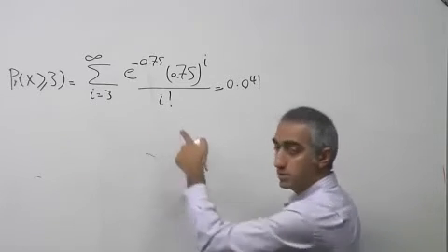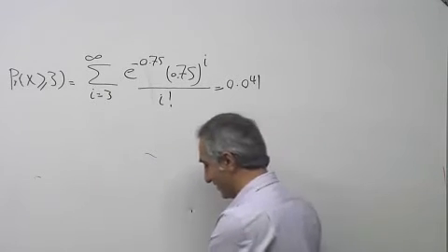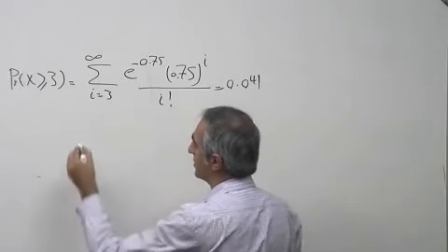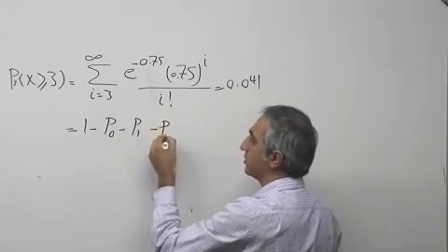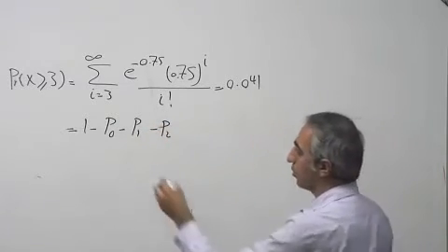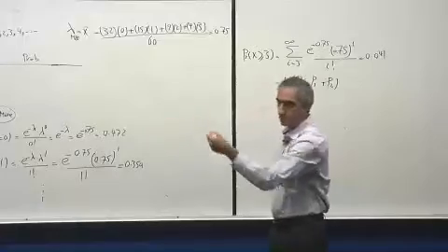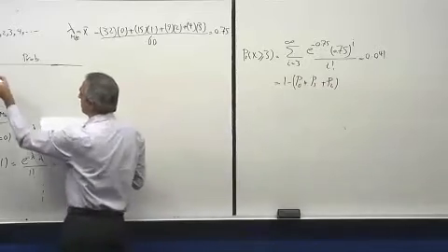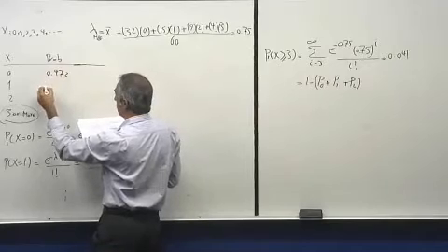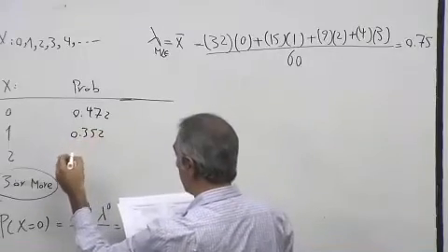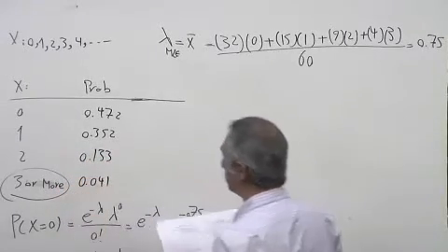How can we calculate this summation? Do you remember it? No? 1 minus the others. Yeah. So this one is 1 minus P0, P1, P2. So this is P0, P1, P2, then you calculate. So these probabilities are 0.472, 0.354, 0.133, and 0.041.